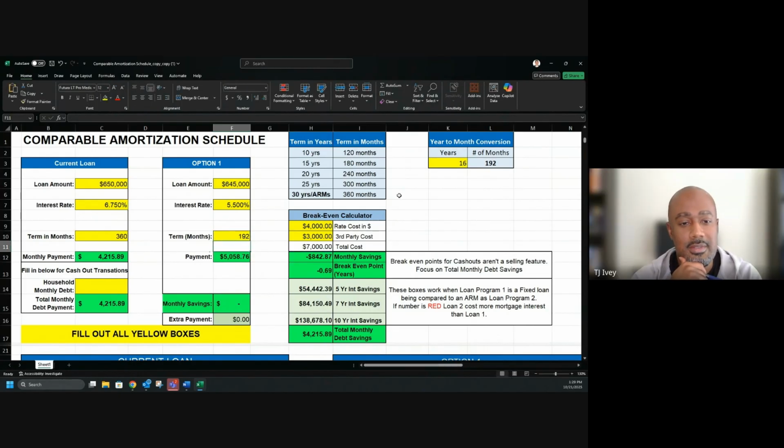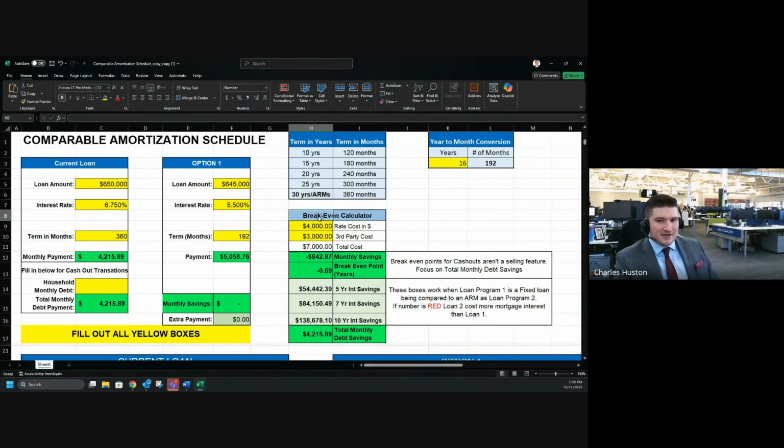Got it. Yeah. Okay. So this, and then this break-even calculator, you're also entering this, okay? If I put 0 in there, it'll break the algorithm in the Excel, but what I'm doing is putting in the cost of the origination versus the closing cost, adding up my total cost of the loan, and then dividing it by the savings.